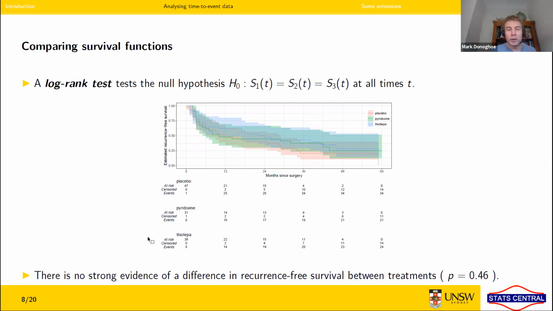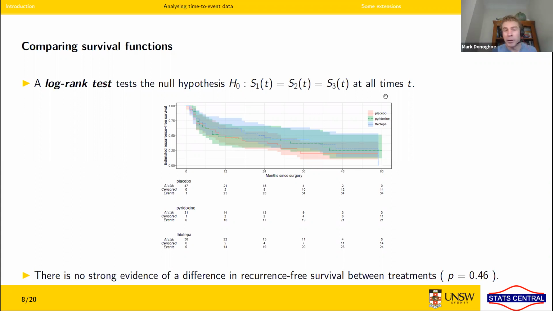One thing that I will note here is that the standard log rank test looks for any difference in the survival function. So the alternative hypothesis is that there's any difference at any time t, and in particular, it gives every time equal weight.